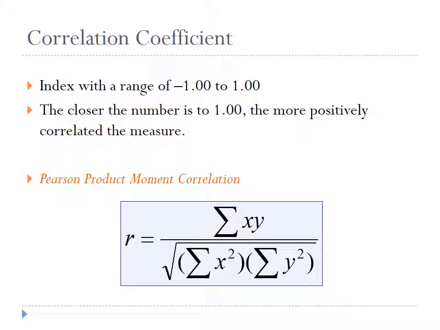So here on the slide you see the formula for the Pearson product moment correlation. And it is a ratio. A ratio of the combined variance to a ratio of the variance for each item individually.